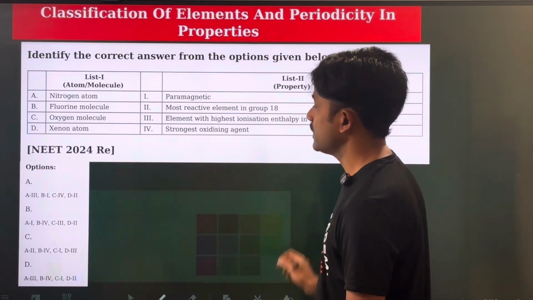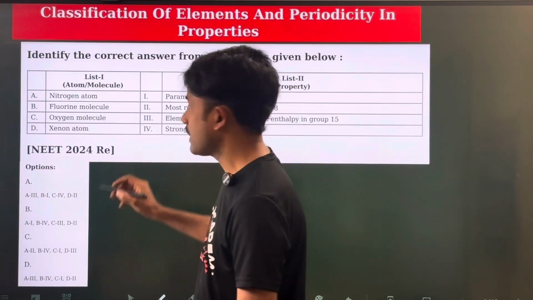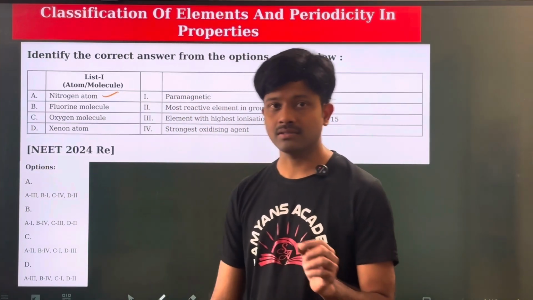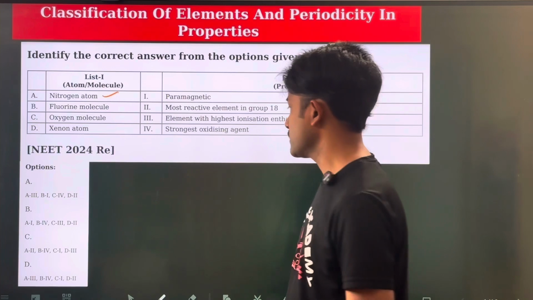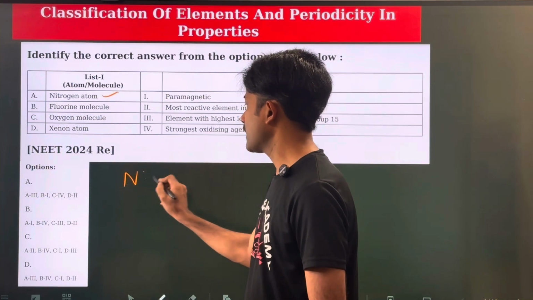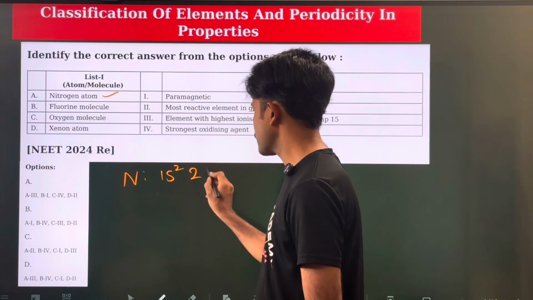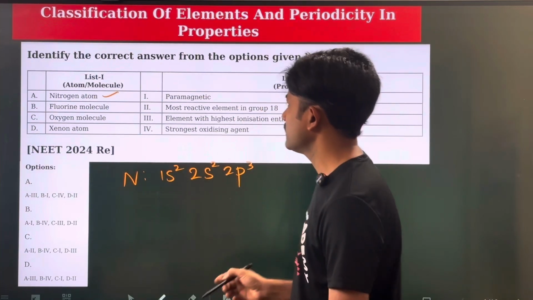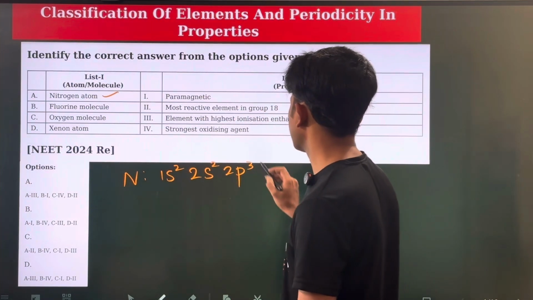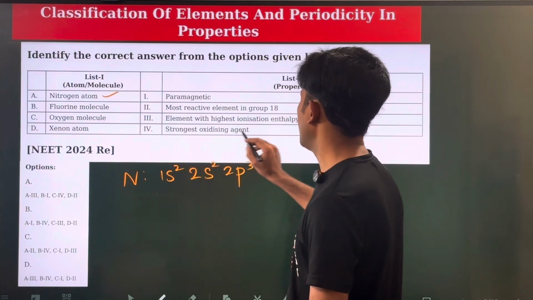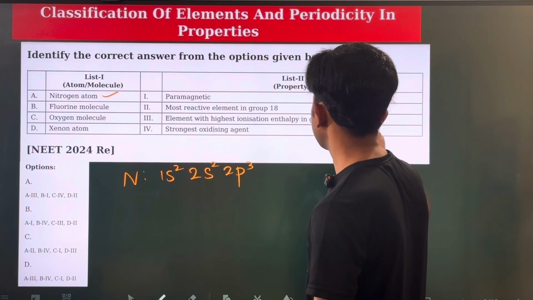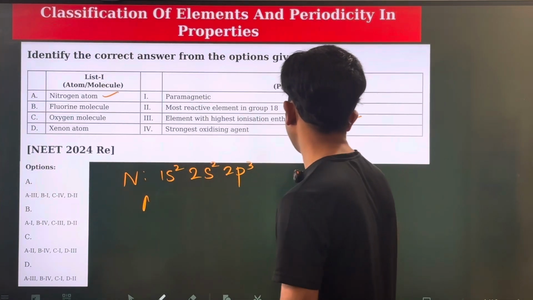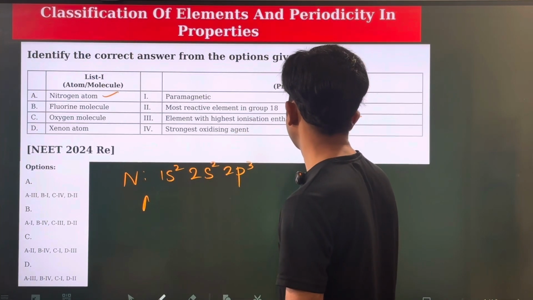Now you see which one is A. This is the nitrogen atom, and it belongs to group 15, and it has the highest ionization energy because nitrogen has half-filled configuration 1s2, 2s2, 2p3. So for the nitrogen atom, the answer matching is option 3, element with highest ionization energy in group 15. That means A is matching with option 3.